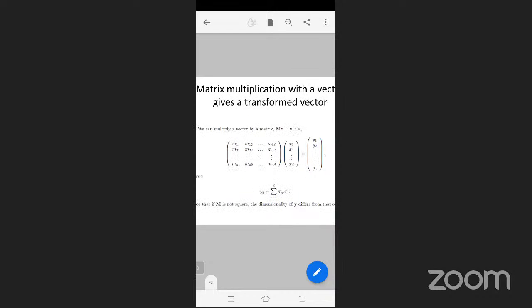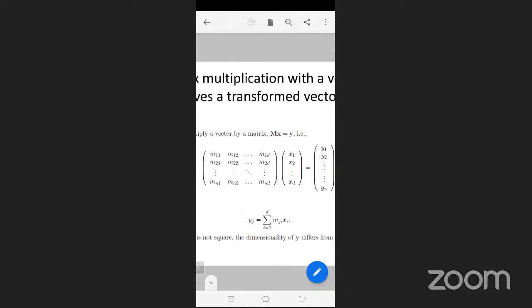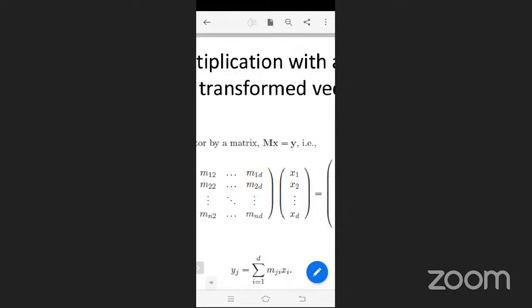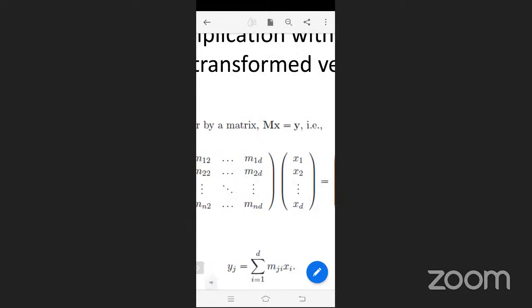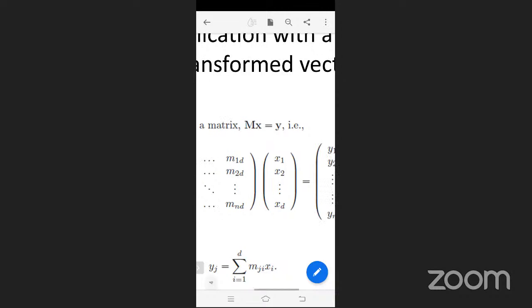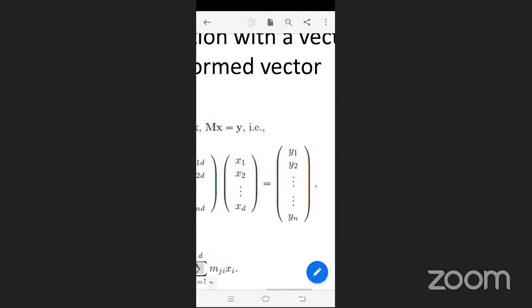In pattern recognition, generally vectors are denoted by small bold letters, and matrices are denoted by capital bold letters. This is a notation convention. So this matrix, capital M, multiplied by this vector, small bold x, gives you the output vector, also a small bold y.